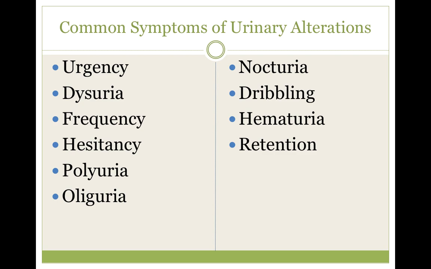Common symptoms of urinary alterations. You can find all this information on page 1159 in table 46.2. You will need to make sure that you review these and that you know the description of each of these and the causes of these. And that is all on table 46.2 on page 1159.